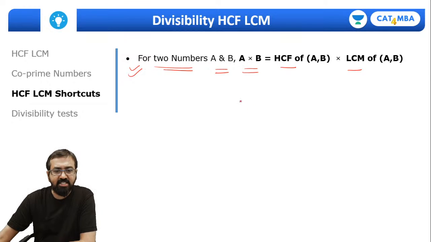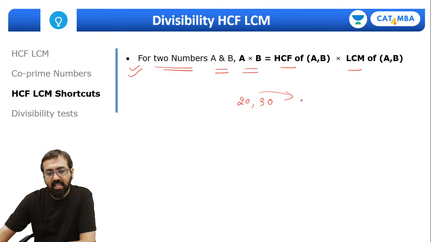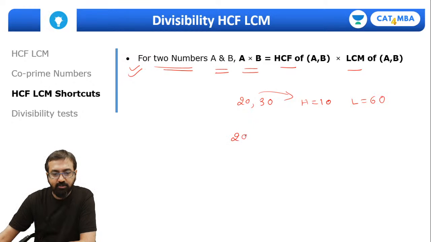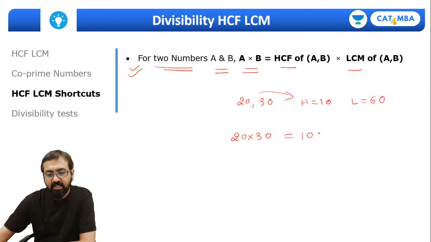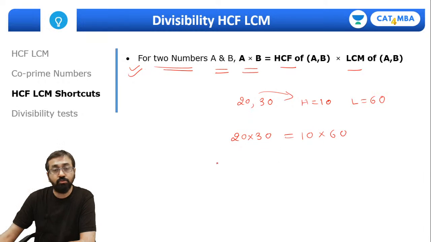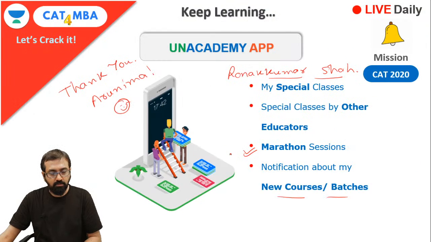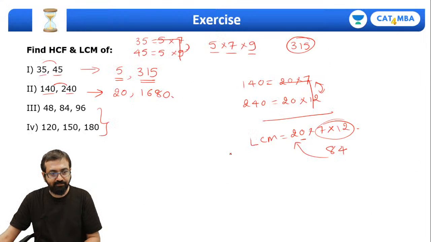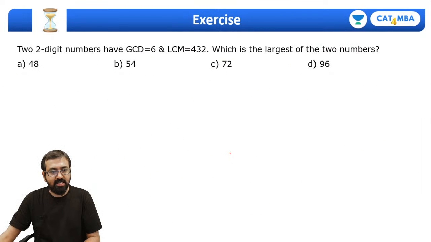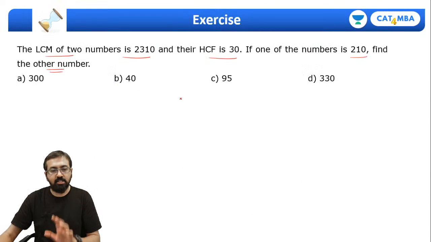Let's verify with an example. If I take two numbers as 20 and 30, can I say the HCF is 10 and the LCM is of course 60? You can easily make that out. Let's check whether it's true or not. So 20 into 30 should be equal to 10, that is the HCF, into 60, that is the LCM. Yes, that is true. So this is the concept that we need to apply in this question.